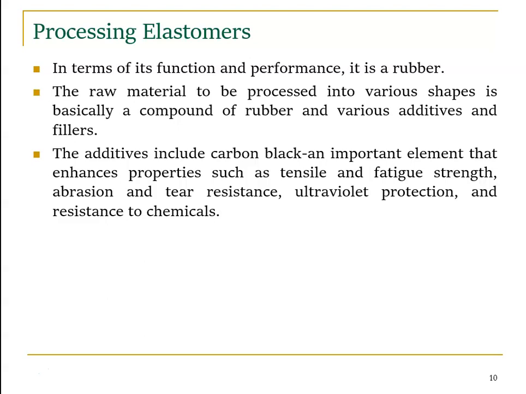So in the processing of rubber, or elastomers, we add some additives to enhance properties. The additives include carbon black, an important element that enhances properties such as tensile and fatigue strength, abrasion and tear resistance, ultraviolet protection, and resistance to chemicals. So normally we add carbon into the rubber because it improves these properties, right?